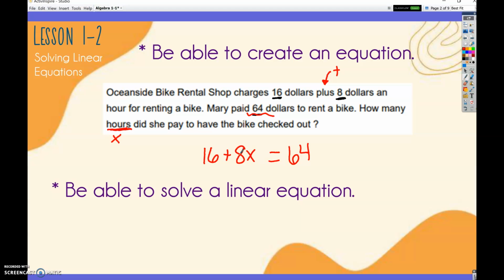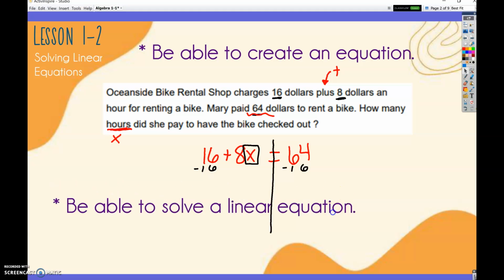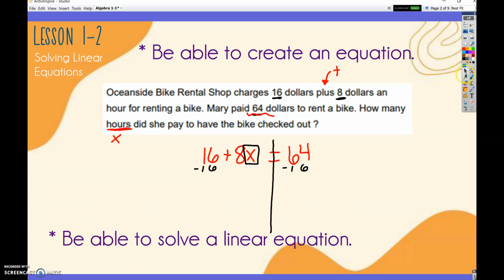Once we have an equation, your next standard is to be able to solve the equation. So in this case, to be able to solve it, I would want to get my X all alone. I generally work with the variable and the number next to it last, so I'm going to subtract 16 from both sides first. Some of us will draw the line down here in the middle to keep it balanced on both sides, because as you may have heard before, what you do to one side, you'll do to the other.